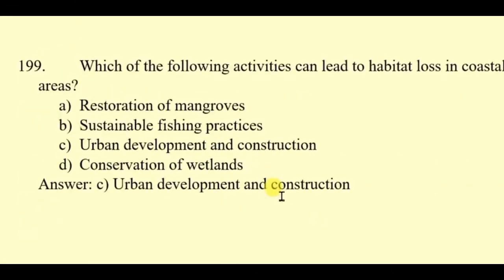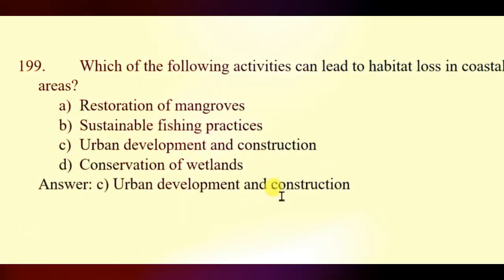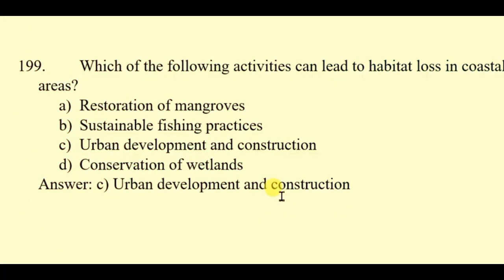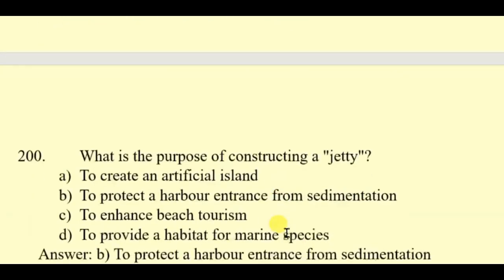Question 199. Which of the following activities can lead to habitat loss in coastal areas? Restoration of mangroves, sustainable fishing practices, urban development and construction, conservation of wetlands. Here the right answer will be urban development and construction.